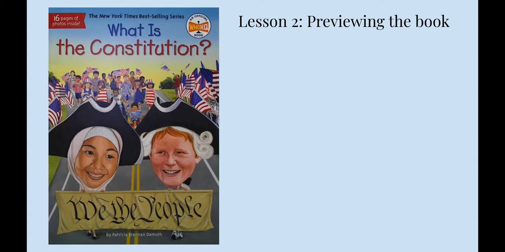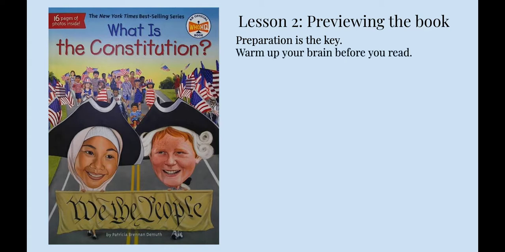In this lesson, we're going to be previewing the book. By previewing the book, we're trying to activate the parts of our brain that know some things about this time in history, that know something about the Constitution. By doing that, we're going to remember a lot more and understand things better. That's why, before we start reading on page 1, we want to do this preparation. Warming up your brain before you read helps you very, very much.